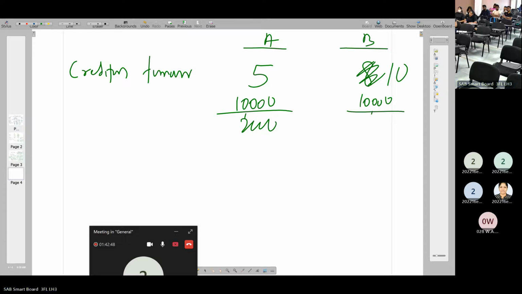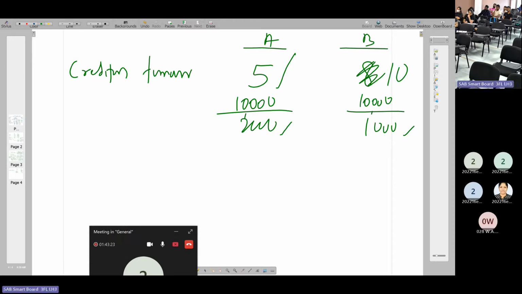Whether the average creditors is 2000 or 1000, when you see the creditors turnover, which company is better? B? Then A is better, because A has the lower creditors turnover ratio.